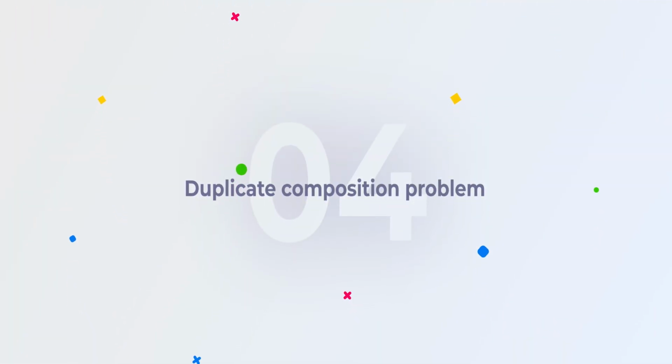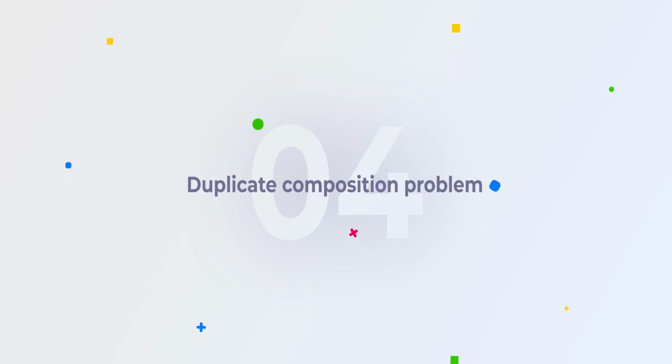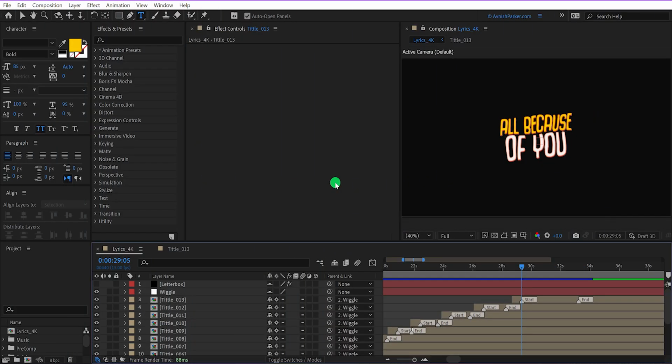The fourth one is duplicating a composition. Duplicating a composition in After Effects is not that easy. It can be a complicated process. But most of the time this step can work for you. I am keeping in mind that you are a beginner, so you may not be working on complicated projects.